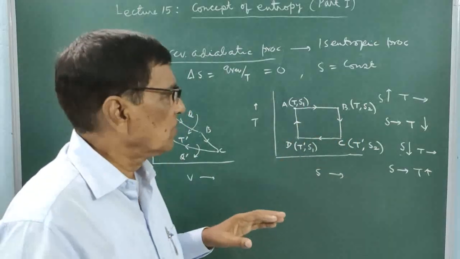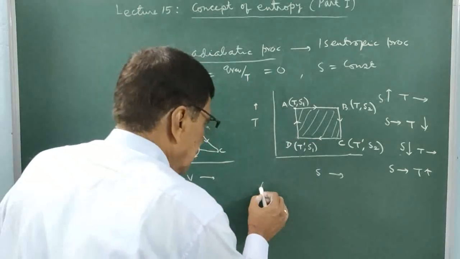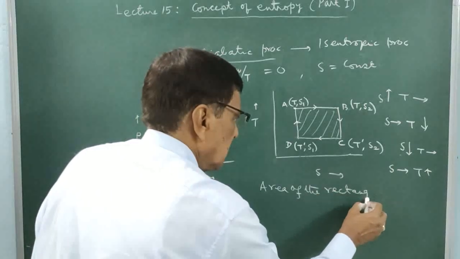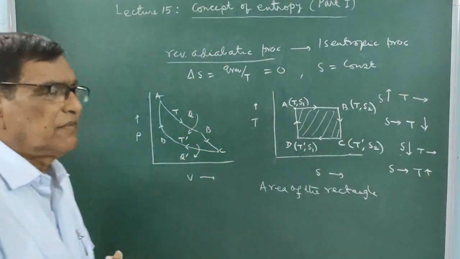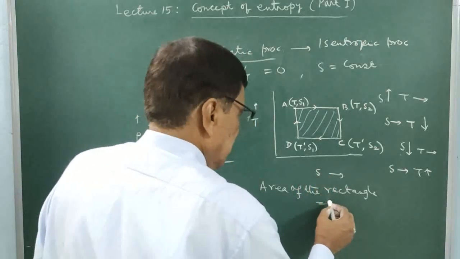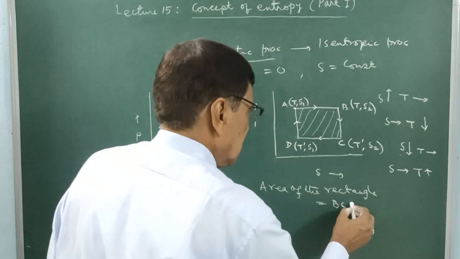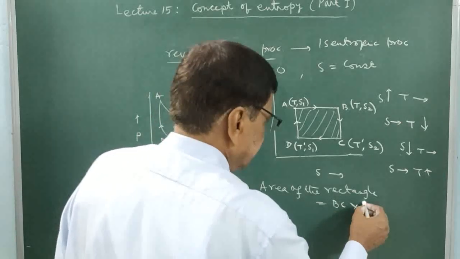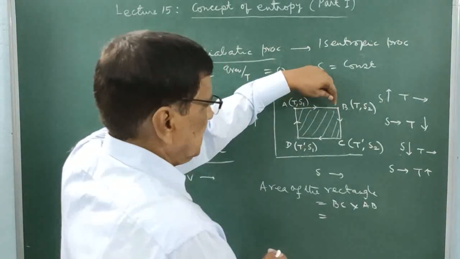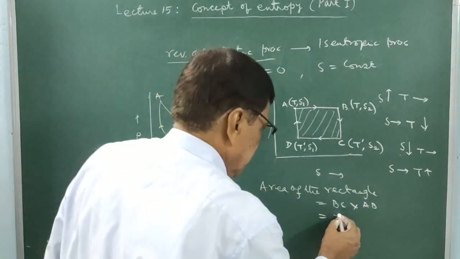If we like to calculate the area of this rectangle, or the area enclosed by these curves, it will be equal to the product of the two arms, say BC into AB. For BC, here it is S2, S2 remains the same, and here T and T dash. So it will be T minus T dash.